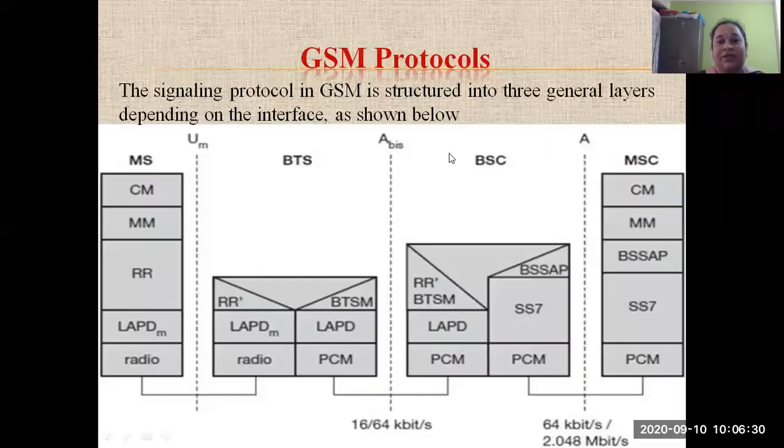We discussed the GSM protocols. In yesterday's class, we discussed the previous architecture issues and also continued with the GSM protocols. So coming to the architecture, we have three subsystems, right?